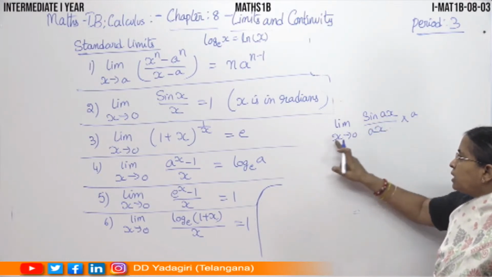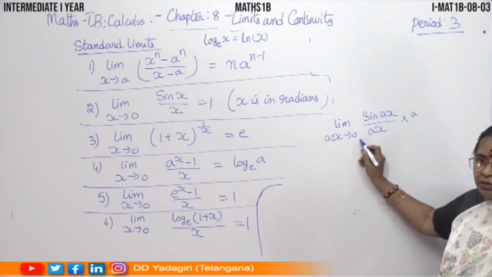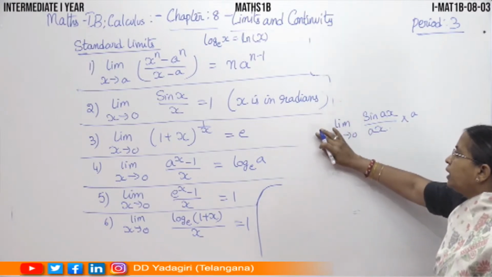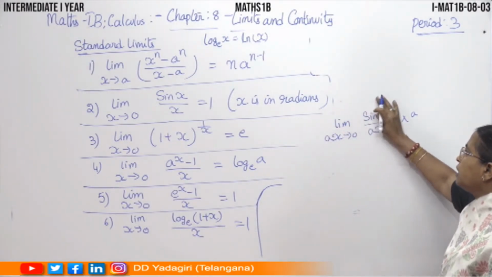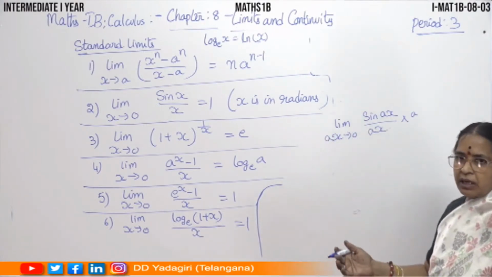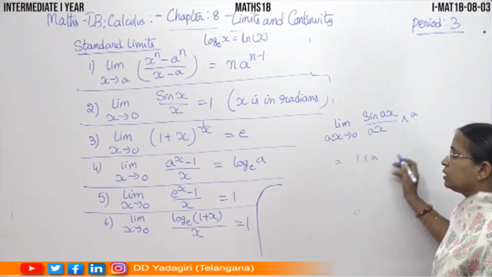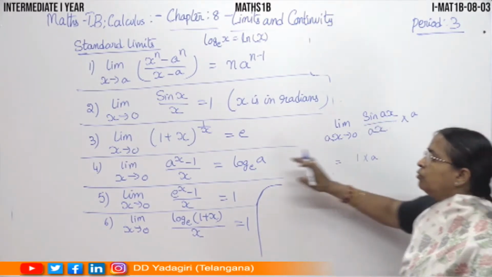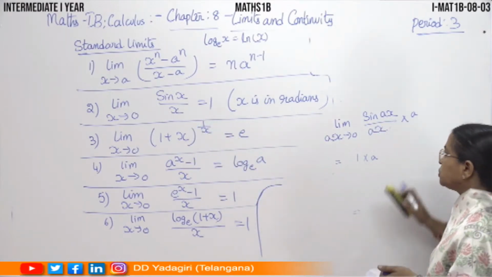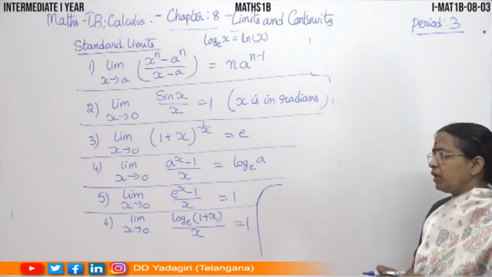Next, as x tends to 0, ax also tends to a into 0, which is 0 only. So now this is in the standard form, the limit as x tends to 0 of sin x by x. This is a number, which you can write outside, so this limit is 1 into a, that is a. So you will not always have only x in the problems. You will have something else.